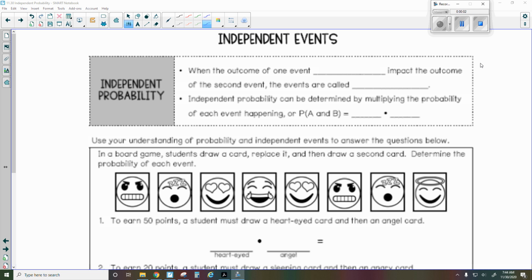We're going to continue learning probability. This week we're going to learn compound probability, and specifically today we're going to learn about independent probability. Independent probability is when the outcome of one event does not impact the outcome of the second event. The events are called independent.